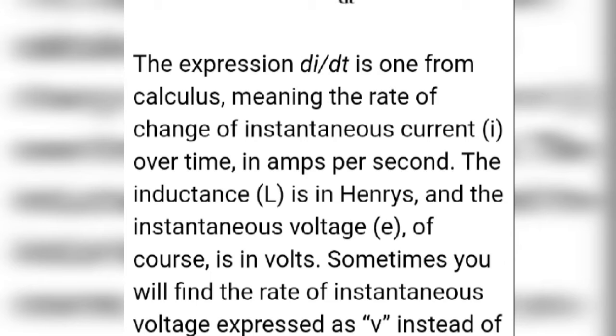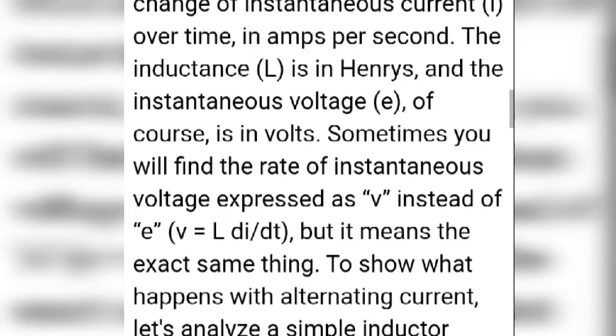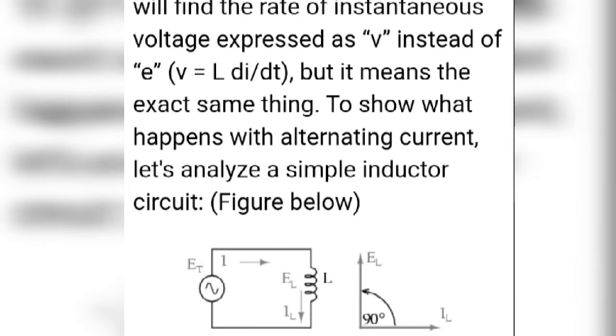Sometimes you will find the inductor voltage expressed as V instead of E, so V = L di/dt, but it means the same thing. To show what happens with an alternating current, let's use a simple inductor circuit. Here is a picture to show you.